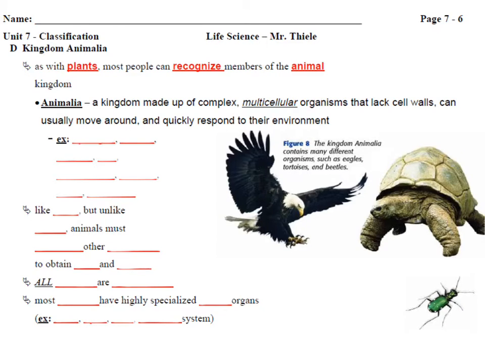But the kingdom Animalia is a kingdom made up of complex, multicellular organisms that lack cell walls, can usually move around and quickly respond to their environment. Actually, this lacking cell walls is one of the distinguishing characteristics of the kingdom Animalia. It's the only biological kingdom, apart from protists, kingdom Protista, that has organisms with no cell wall in their cells.